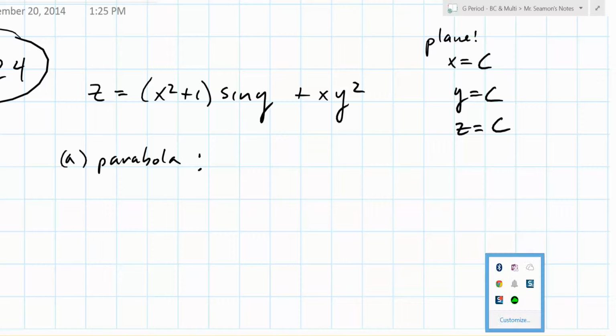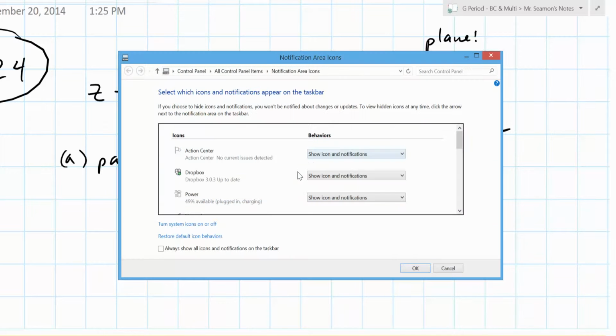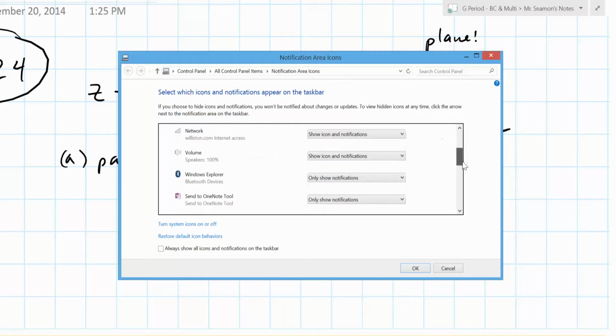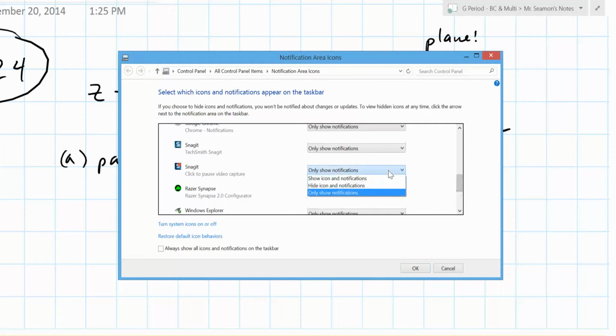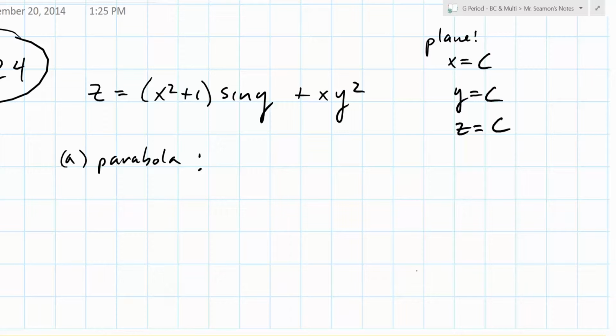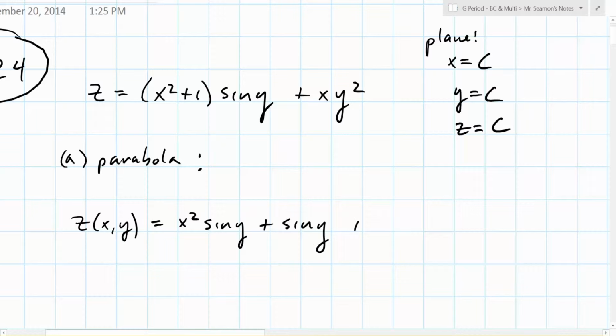Any ideas? Like first distribute out the sine y. You could distribute it out, sure. You absolutely could. So if you wanted to, you could turn this into z, in terms of x and y, is equal to x squared sine y plus sine y plus xy squared.